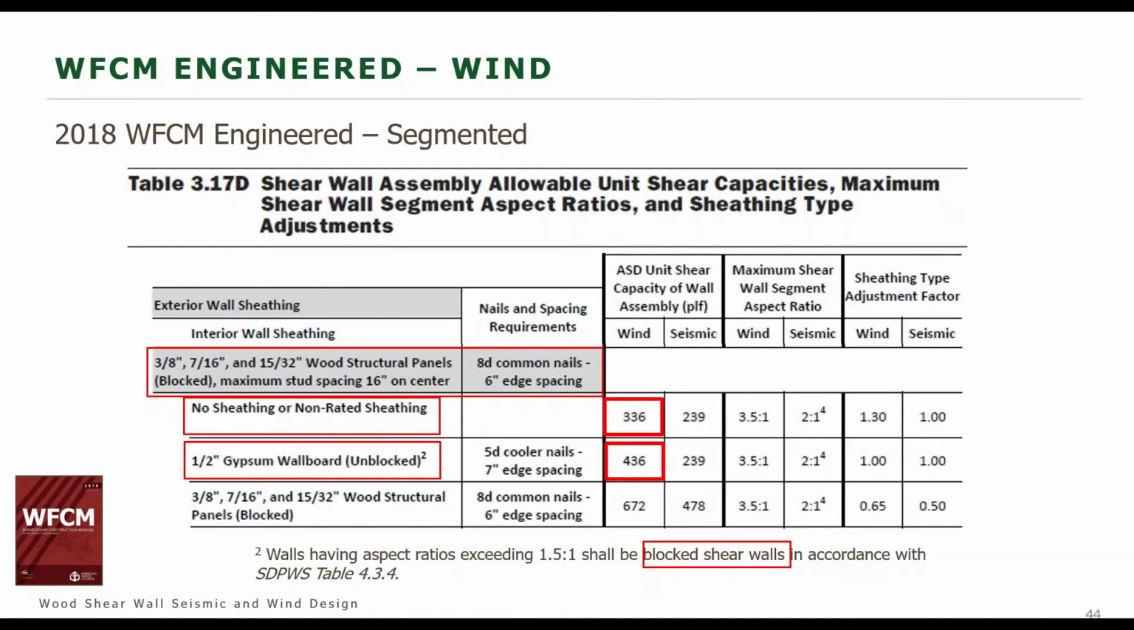We go back into table 3.17D. We're going to pay attention to some slightly different columns this time around. We're still looking at our exterior wall sheathing that's in the gray. So again, we went with the 7/16 panels for this one. And we're going to look at both the no sheathing and then the gypsum wall board on the interior. And if we look at the unit shear capacities of these assemblies, we can take a look.